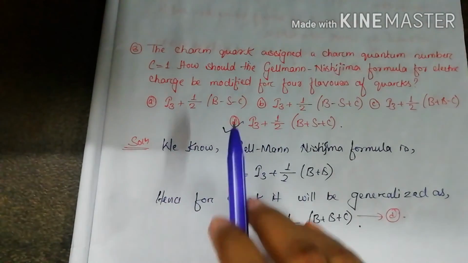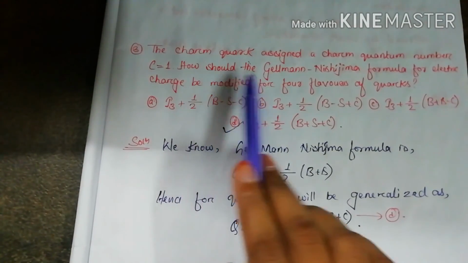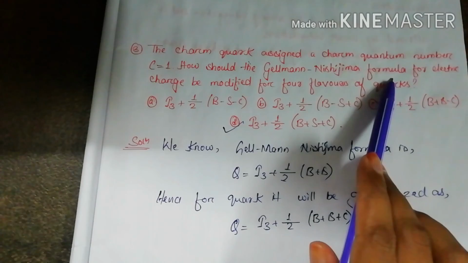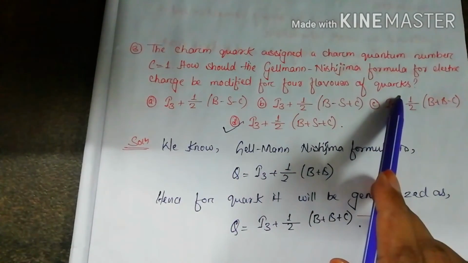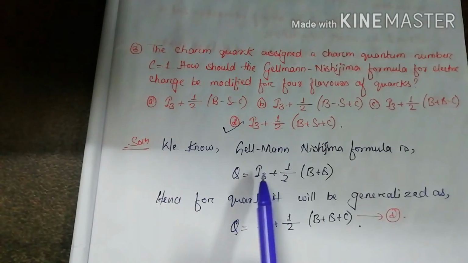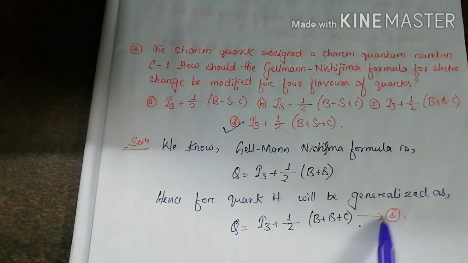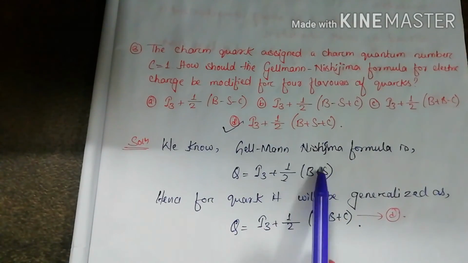Here it is said that the charm quark is assigned a charm quantum number C equals 1. We have to say how the Gell-Mann-Nishijima formula for electric charge can be modified for 4 flavors of quark. It is very simple. The basic formula is Q equals I3 plus half of B plus S, and if a charm quark is assigned, then it will be modified as Q equals I3 plus half of B plus S plus C. So the correct option is option D. You have to just remember the basic one, and we have just added C here.